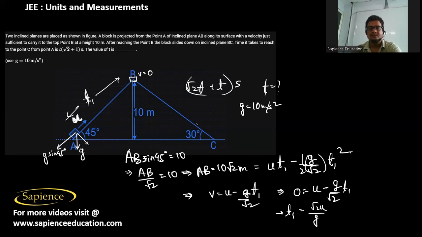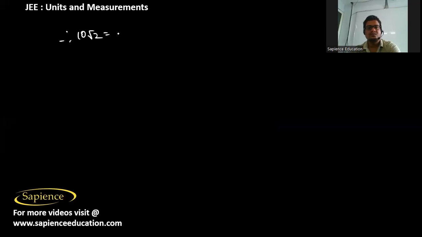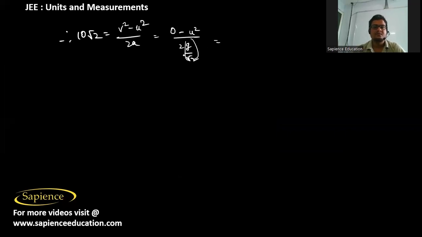So we can find out U. Therefore AB is 10 root 2. Using V square minus U square equals 2AS, we get 0 minus U square by 2 times G by root 2. The acceleration is also negative, so the minus will get cancelled. So 10 root 2 is equal to U square by root 2 G.